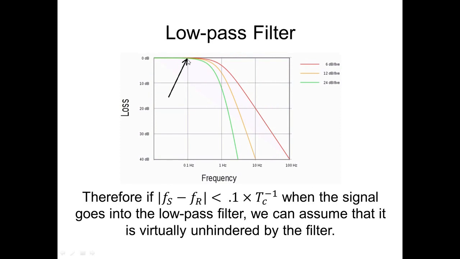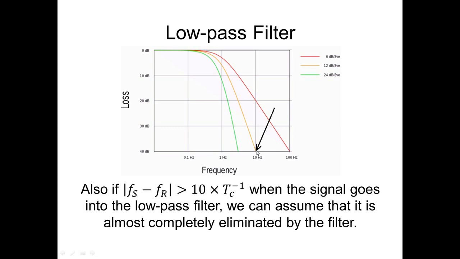As we can see from this point back on the graph, there's practically zero attenuation. Therefore, there is practically no loss to the signal strength. This point corresponds to a frequency of 0.1 times 1 over the time constant. Therefore, if the difference in the signal and reference frequency is less than this amount, we will assume that it is completely unattenuated and therefore unaffected by the low-pass filter.